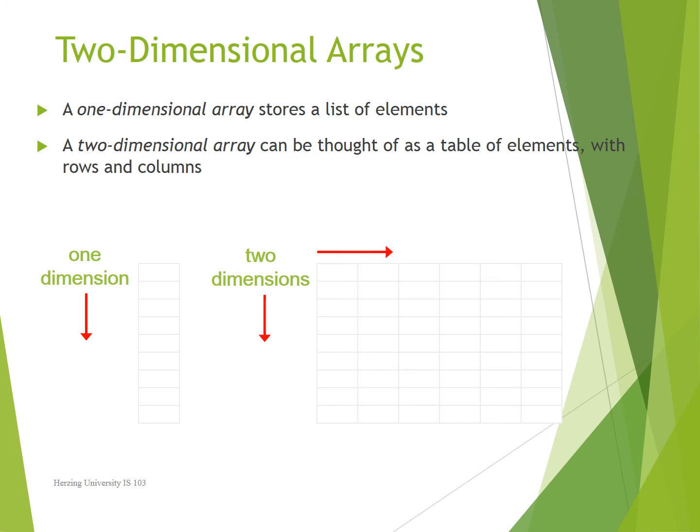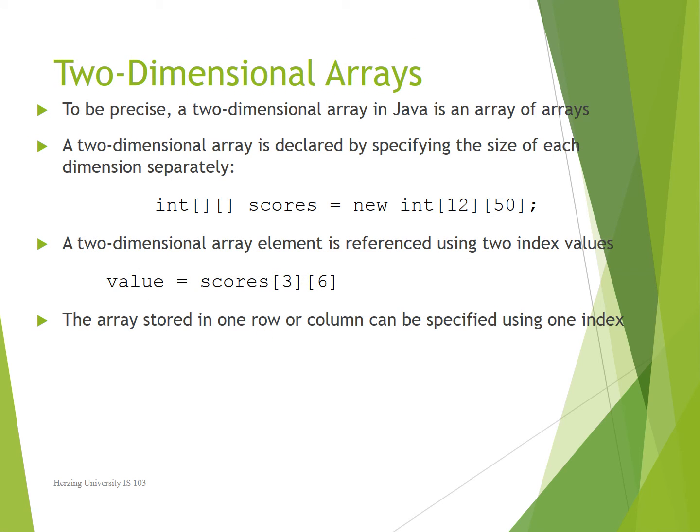And the two-dimension array looks like a table. So you have not only multiple columns and rows, but you've now created what looks like a table. To be precise, a two-dimensional array in Java is an array of arrays. A two-dimensional array is declared by specifying the size of each dimension separately. Look at the example below.